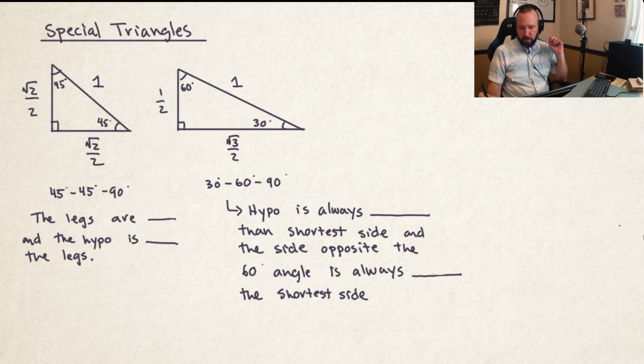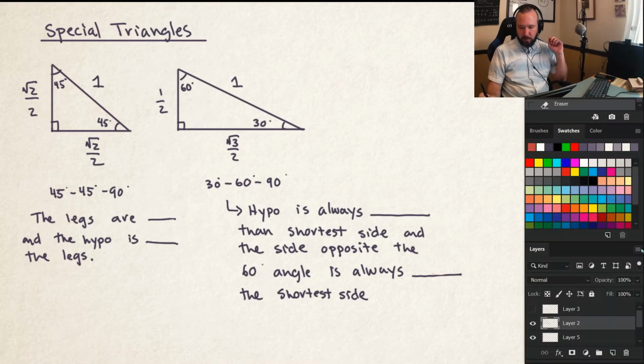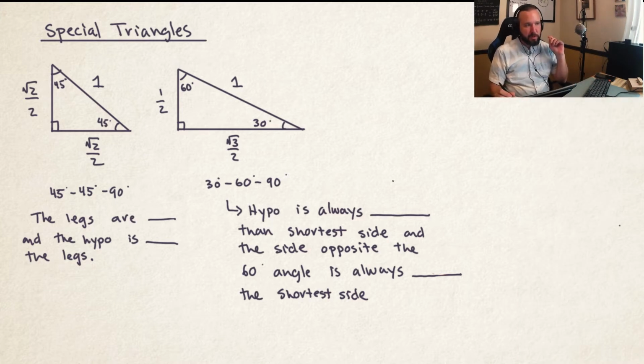Okay, so this homework starts with a little bit of a discussion about special triangles. So let's see if we can fix these fill in the blank questions. I've drawn the two special triangles that we learned about in class, and we're trying to fill in the blanks here, right? So the hypotenuse is always something than the shortest side. So we're looking for what you have to do to the shortest side to turn it into the hypotenuse.